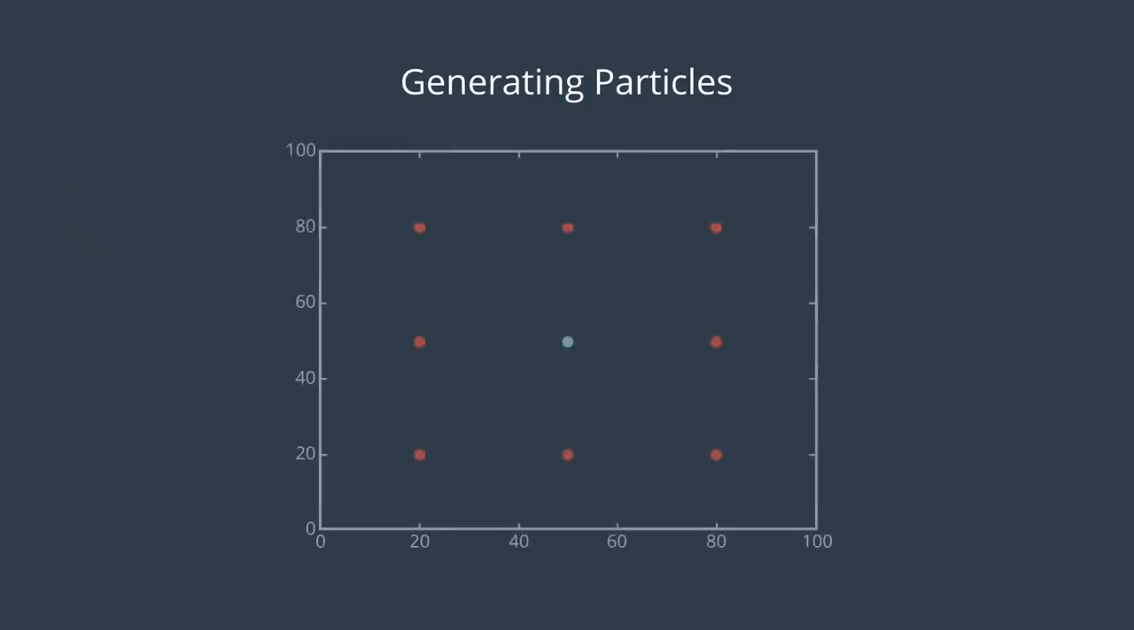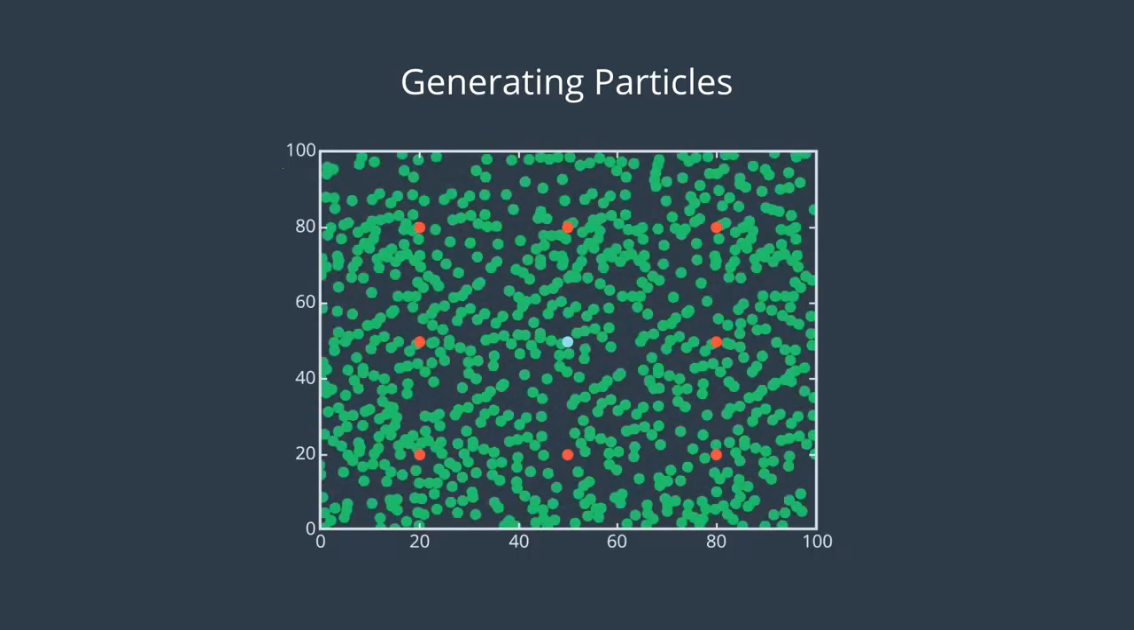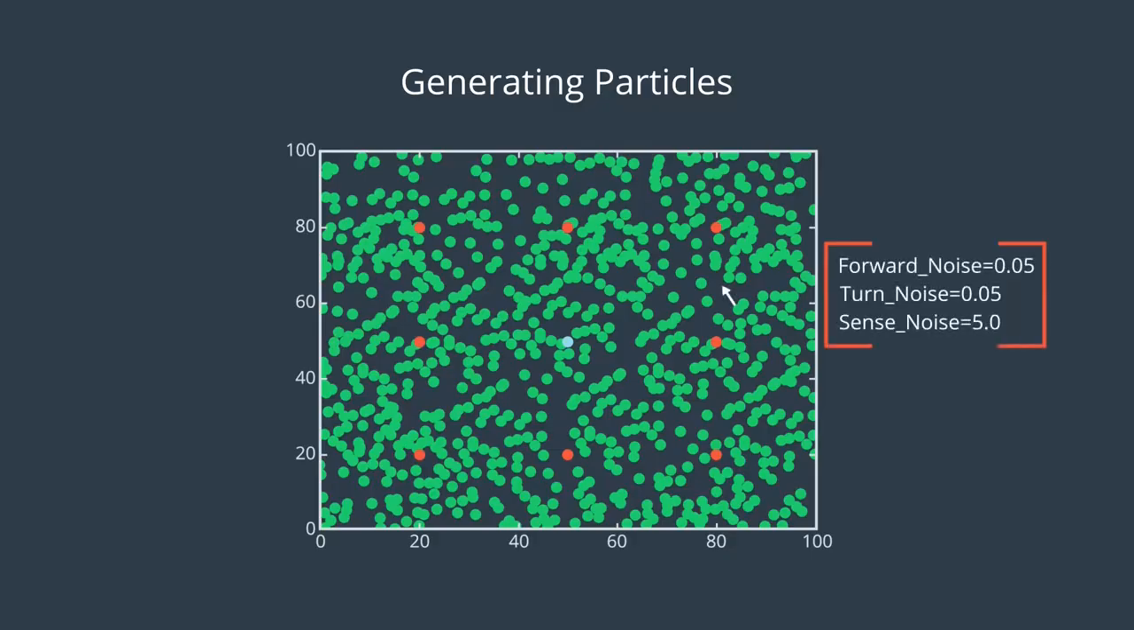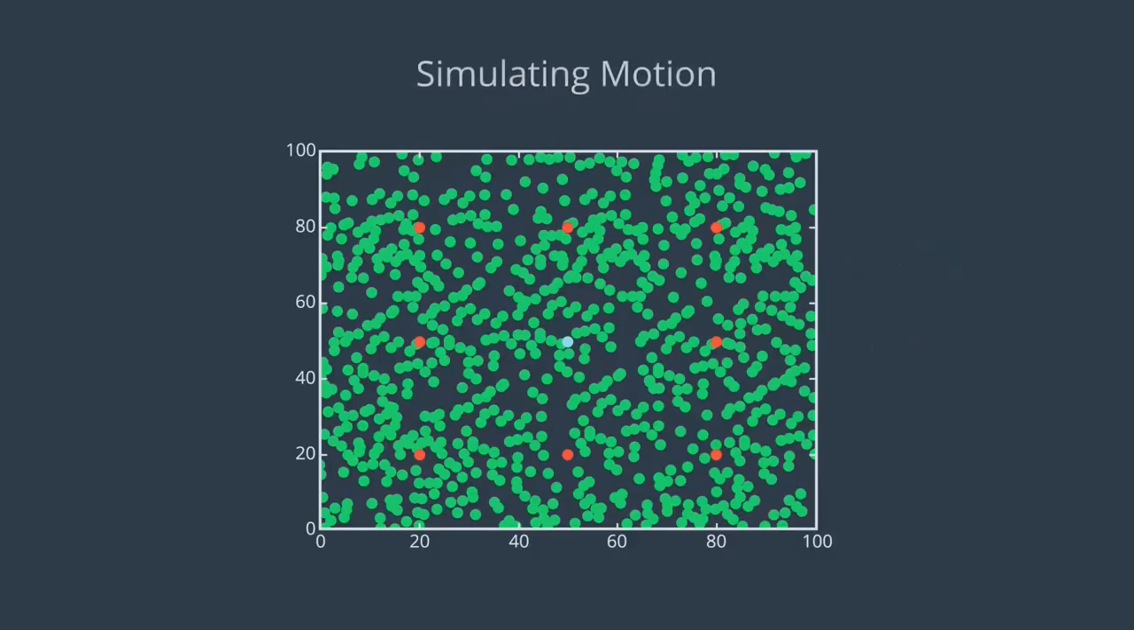First, you'll generate the particles. Inside the 2D map of size 100 meter by 100 meter, you'll randomly and uniformly spread 1000 particles. To replicate real-world conditions, you'll simulate noise and add random Gaussian digits to the particle forward, turn, and sensing values. Remember that each particle represents a guess of where the robot might be. Then, you'll simulate motion for each of these particles by rotating them and moving them forward.